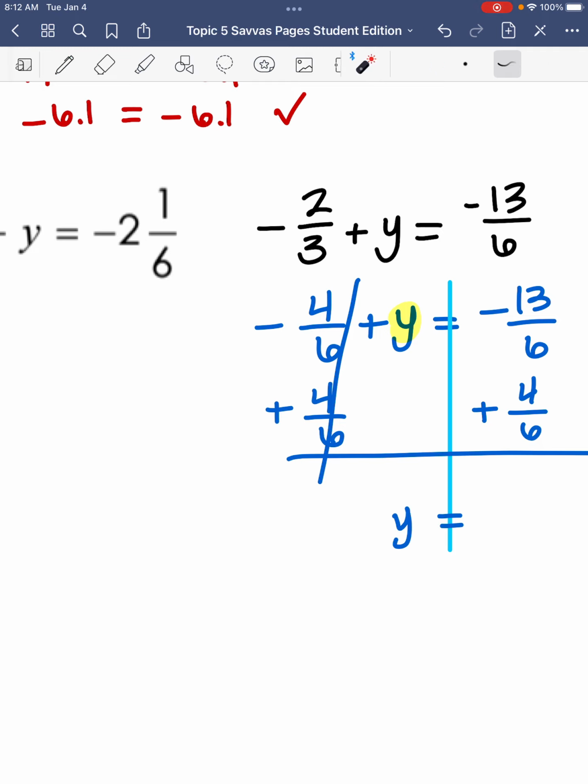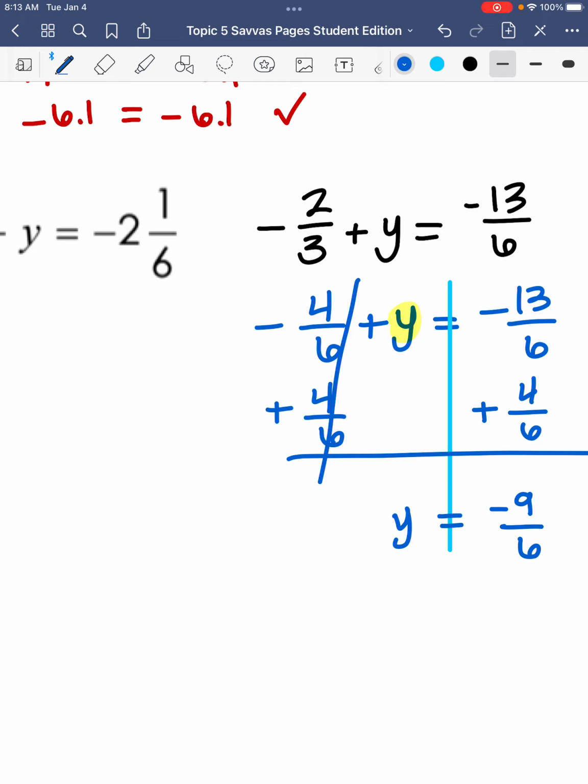And remember, because we already got to the same denominator, I really just need to focus right now on my numerators. So I have negative 13 plus 4. Well, I'm adding integers that have different signs, so I'm going to subtract. 13 minus 4 is 9, and I keep the sign of the bigger number, so it's going to be negative. So I have negative 9. Don't forget to put it over 6. So negative 9 over 6 is my answer.